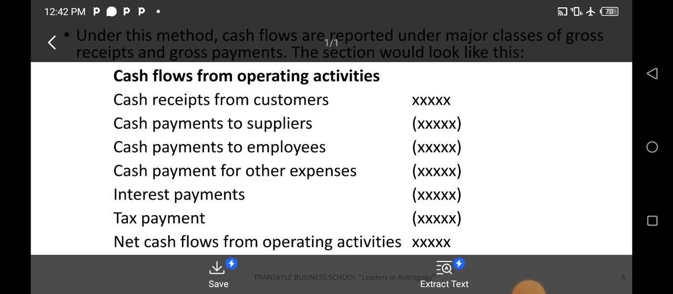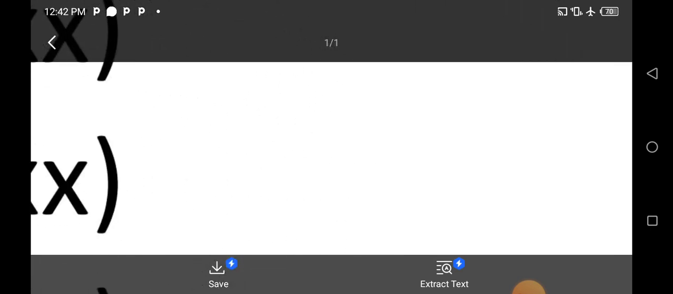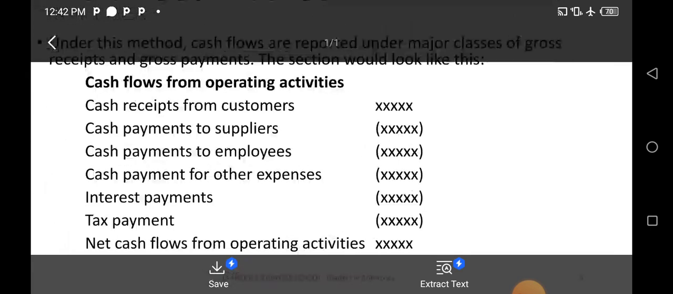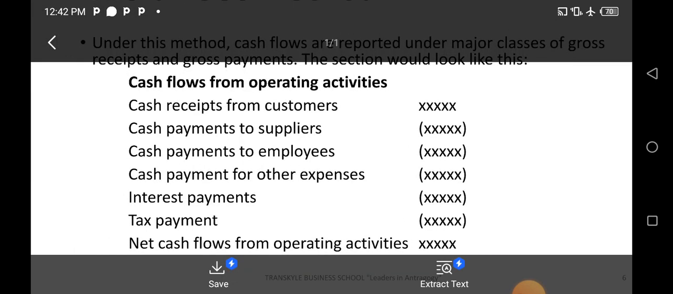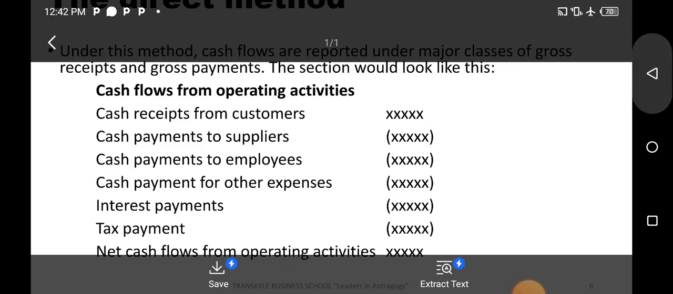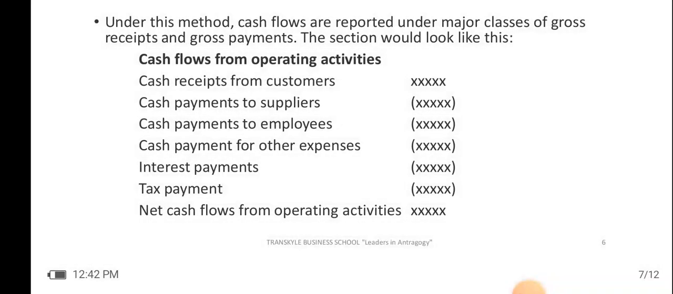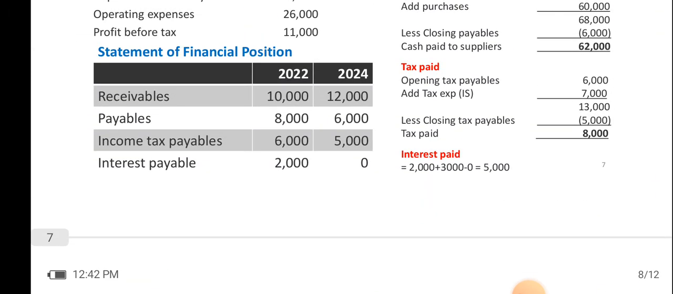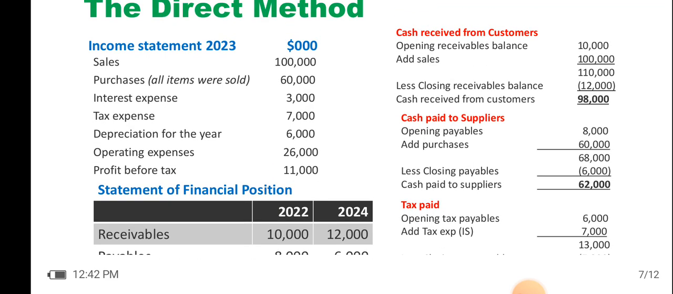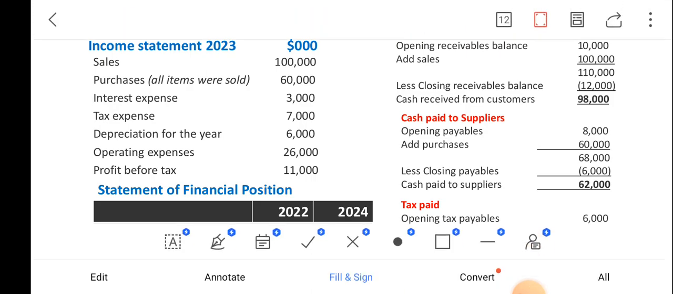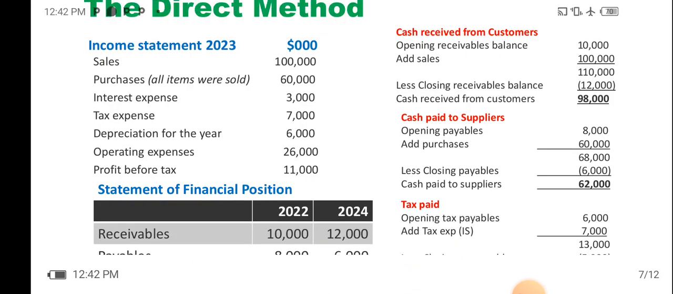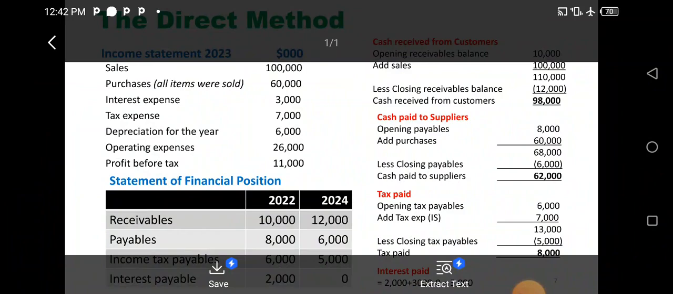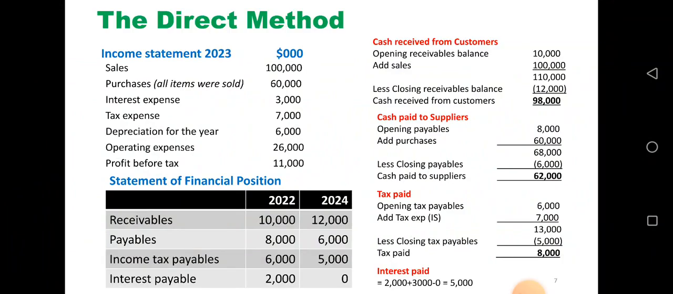Sorry, what's going on with my screen here? I'm using a phone, so sometimes it misbehaves. Now, these were the computations. We've discussed that aspect. I'm sure you're seeing it now.